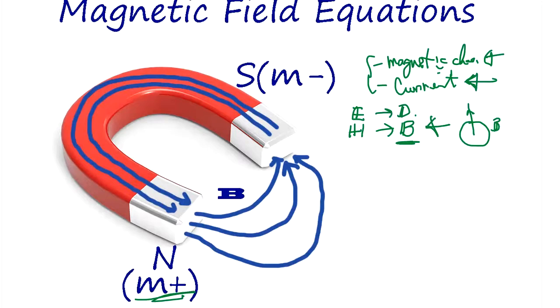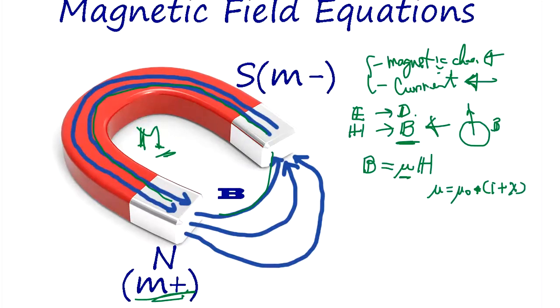From here, positive magnetic charge to negative, and here's a magnetic dipole, which is magnetization, and B equals mu H, and the mu contains this M, right? Mu equals mu 0 times 1 plus susceptibility. So that includes this.